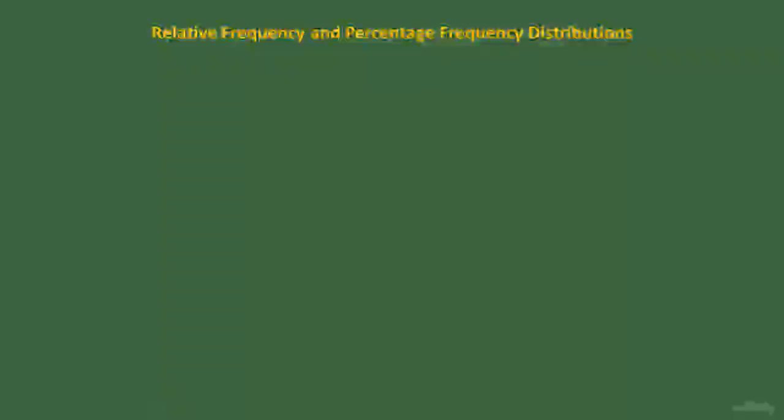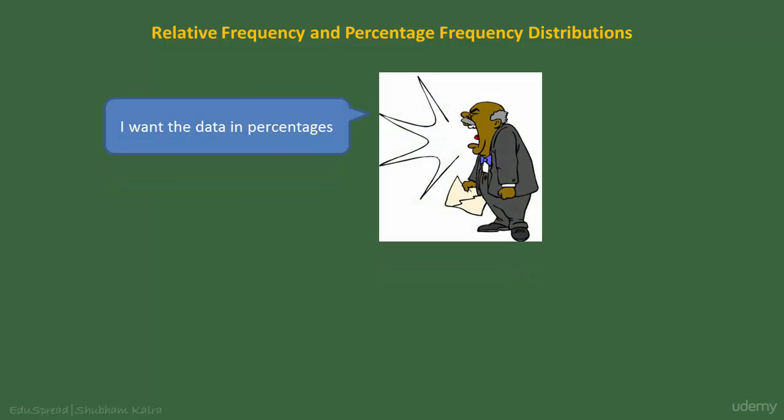In this lecture, we will discuss relative frequency and percent frequency distributions. Creating a frequency distribution tells us the number of items in each class. However, we are often interested in the proportion or percentage of items in each class. This is where relative frequency and percent frequency distributions come in.